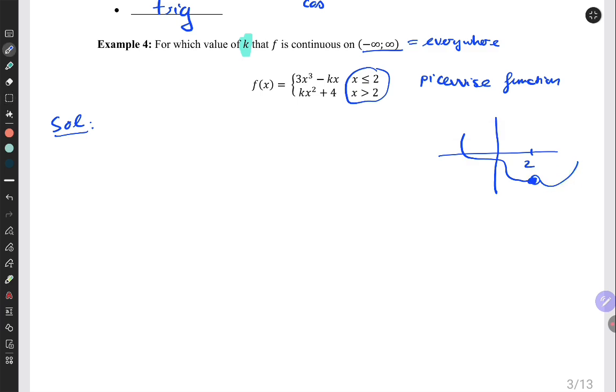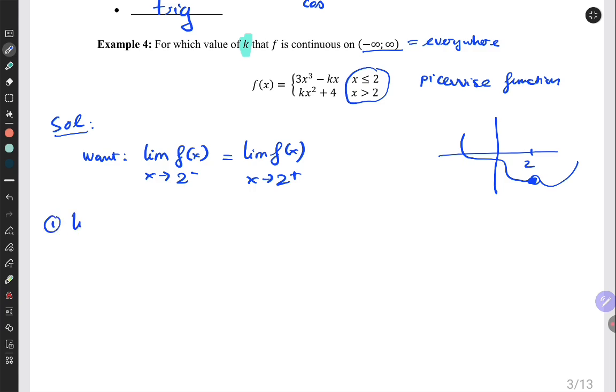There. So limit. You want the limit of f of x when x approaches 2 from the left to equal the limit of f of x when x approaches 2 from the right. You want them to equal each other. So where in there the k is going to pop up, you're able to solve for k. Okay, so one by one.